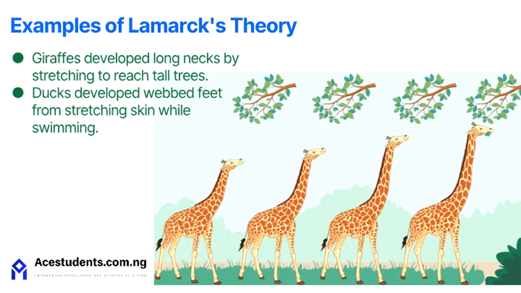As a result of this continuous stretching, their necks became slightly longer during their lifetimes. According to Lamarck, these longer necks were inherited by their offspring. Over many generations, this process of stretching and inheritance led to the long-necked giraffes we see today. Although Lamarck's theory was eventually discredited, it was an important early attempt to explain how species change over time.